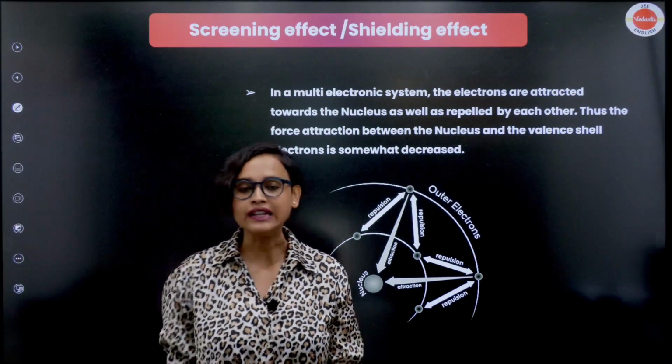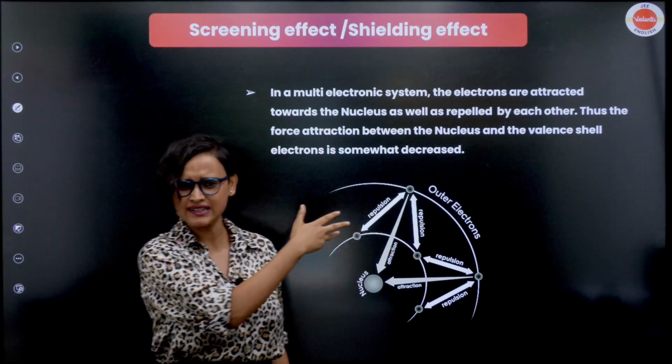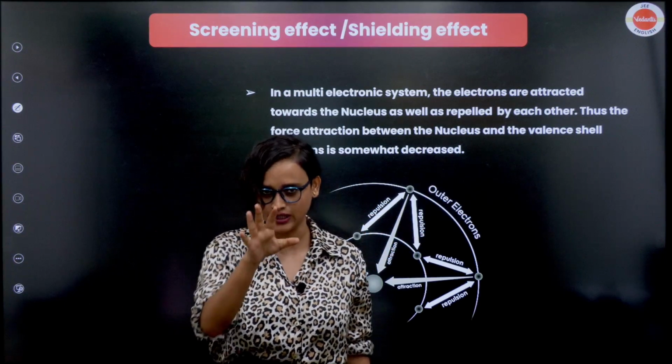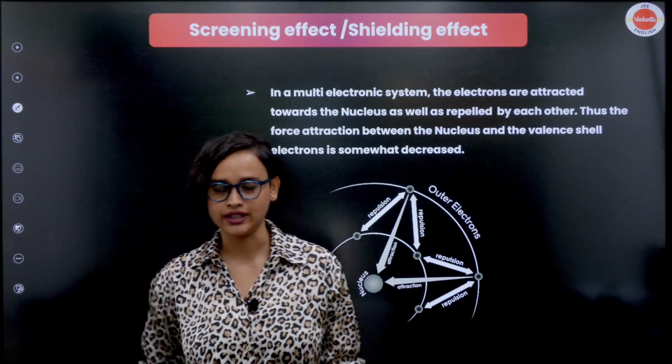Now we're going to talk about the screening effect. Once again, I'm going to tell you a story. There is too much text here, so don't focus on this. Listen to my story and you will be able to understand it. So what is the screening effect or the shielding effect?